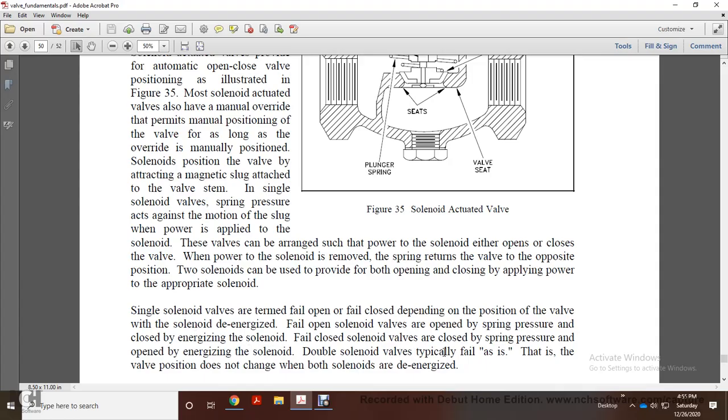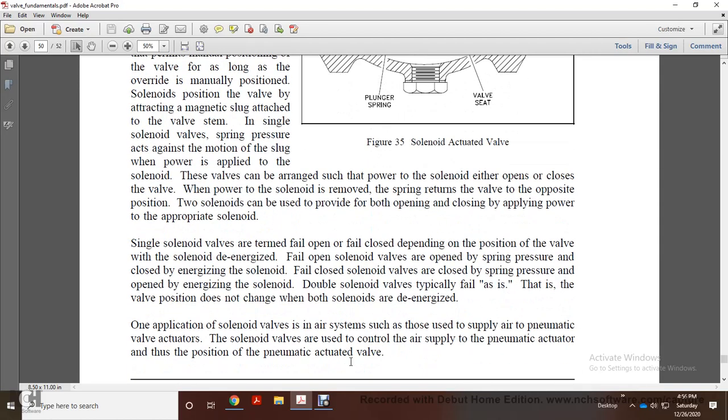Double solenoid valves are typically fail as is. That is, the valve position does not change when both solenoids are de-energized. An open application of solenoid valves is in air systems, such as those that supply air to pneumatic valve actuators. The solenoid valves are used to control the air supply to the pneumatic actuator, and thus the position of the pneumatically actuated valve.